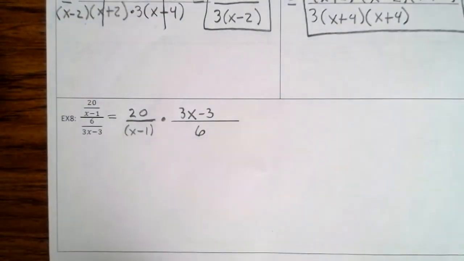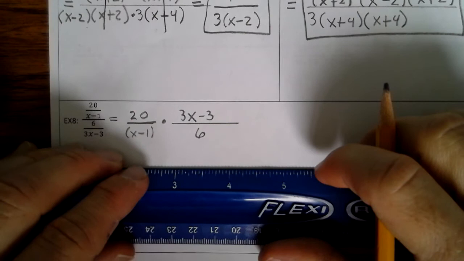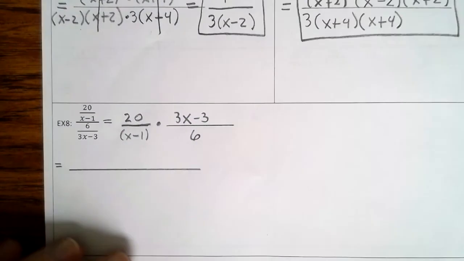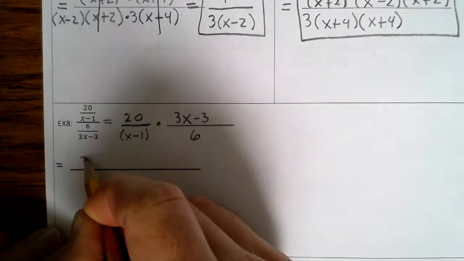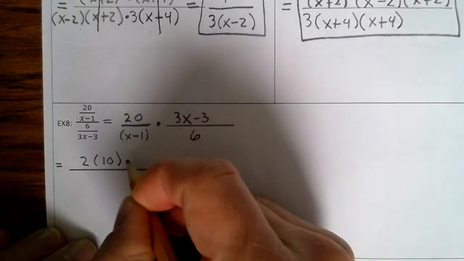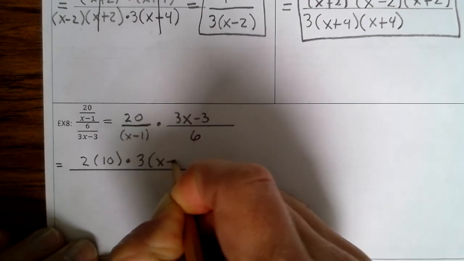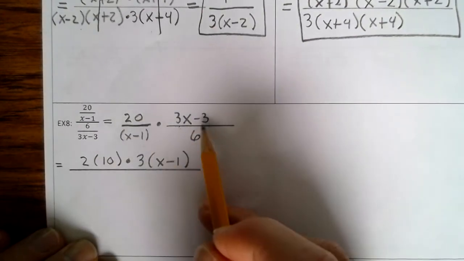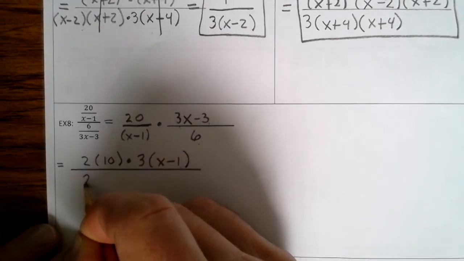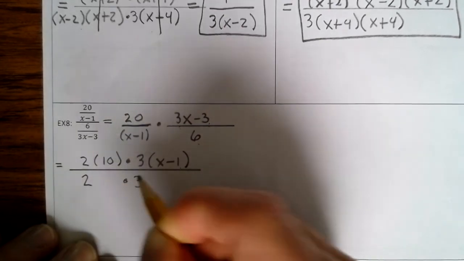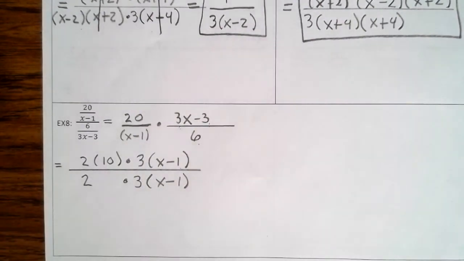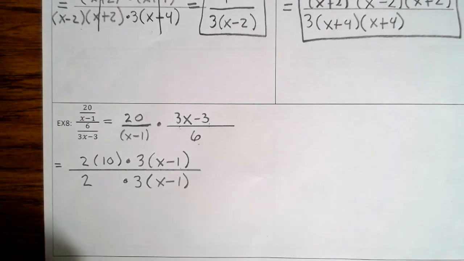All right, so now we factor the numerator and denominator. 20 can be written as 2 times 10, and then I can divide a 3 by both of these, so it's times 3 times x minus 1, because 3 divided by 3 is 1, 3 divided by 3 is 1. Now here, 6 can be written as 2 times 3, and then times x minus 1. Notice I'm purposely putting the order because I'm looking for dividing by 1. So 2 divided by 2 is 1, 3 divided by 3 is 1, x minus 1 divided by x minus 1 is 1, so you're left with 10.